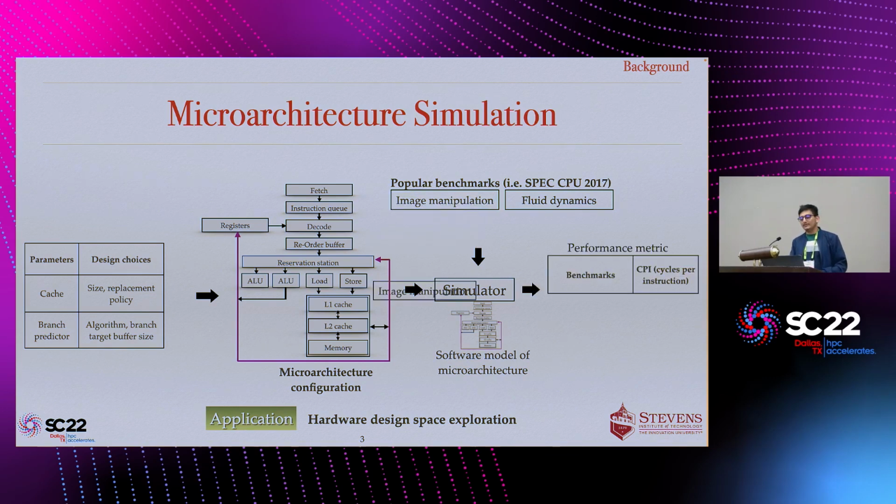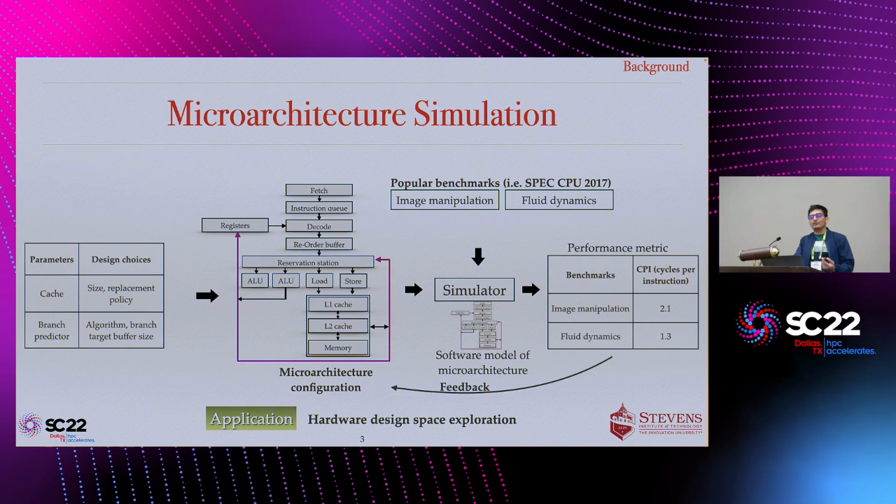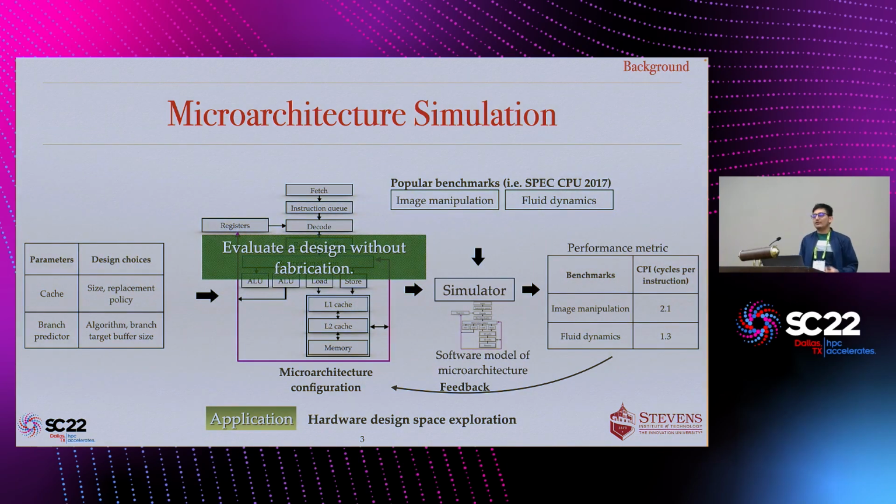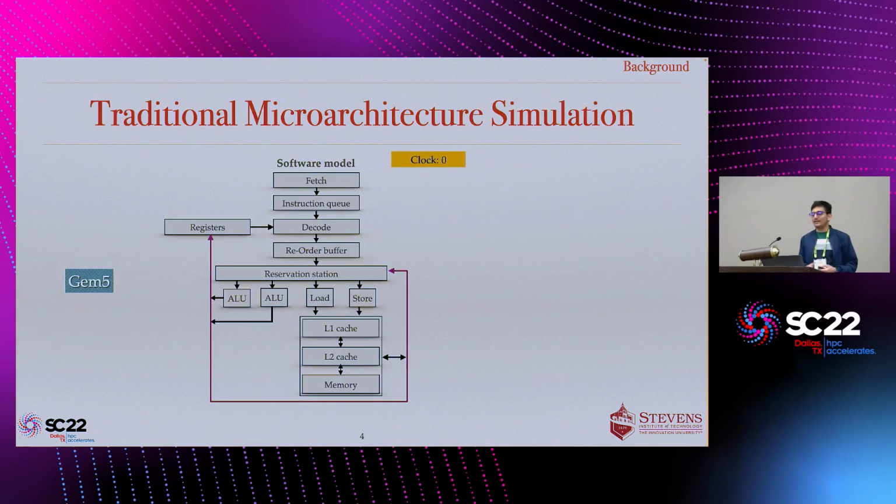For evaluation, we can use performance metrics like CPI, cycles per instruction. After we have CPIs for these benchmarks, we can use them as feedback to update our microarchitecture design to meet our performance goal. With this, microarchitecture simulators are an important tool which can help us evaluate a design without doing any fabrication. So let's see in detail how traditional microarchitecture simulators work.